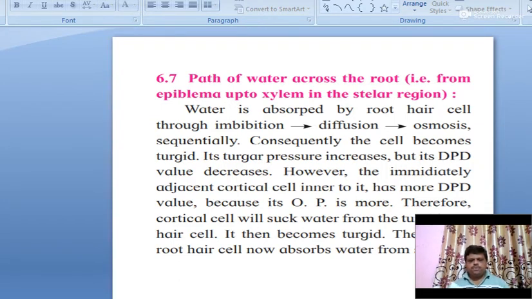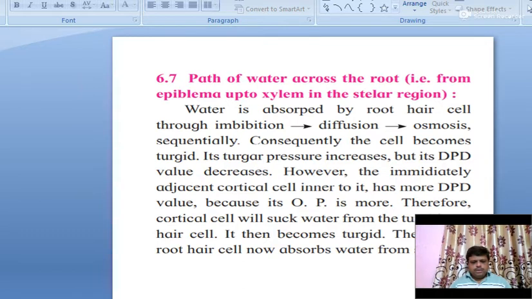I repeat this particular point: how water passes across the cells of the root. Water is absorbed by the root hair cell through imbibition, diffusion and osmosis. Its turgor pressure increases.